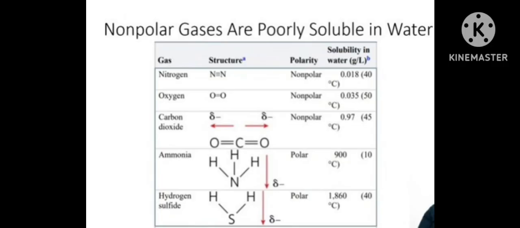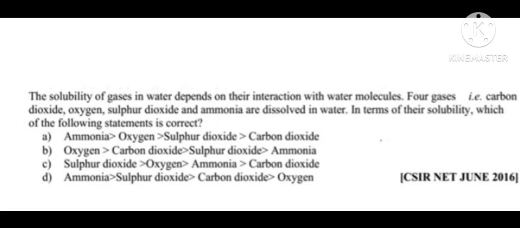And next slide, question and answer. The solubility of gases in water depends on their interactions with water molecules. The order of solubility: CO2, O2, SO2, NH3. The correct answer is that ammonia dissolves the most because it forms hydrogen bonds, while oxygen is non-polar, so it dissolves the least.